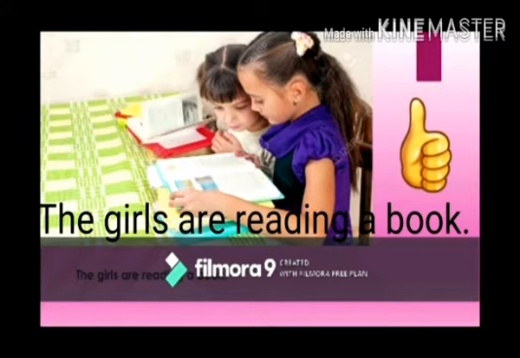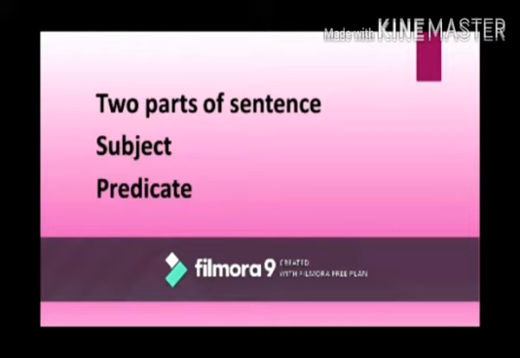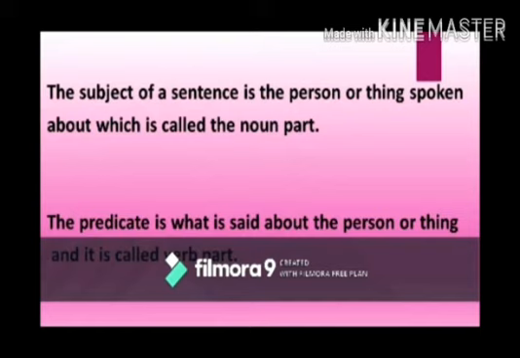complete sense. A sentence has two parts, a subject and a predicate. The subject of a sentence is the person or thing spoken about, which is called the noun part. The predicate is what is said about the person or thing, and it is called the verb part.